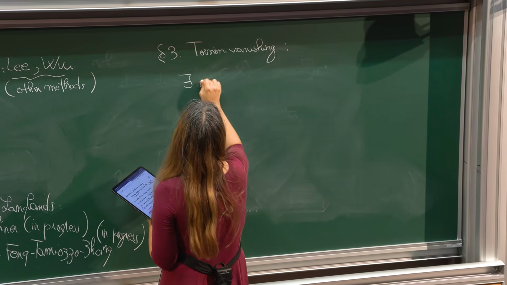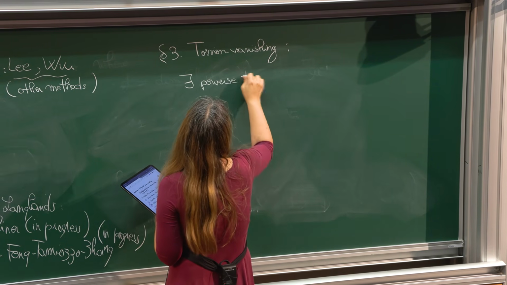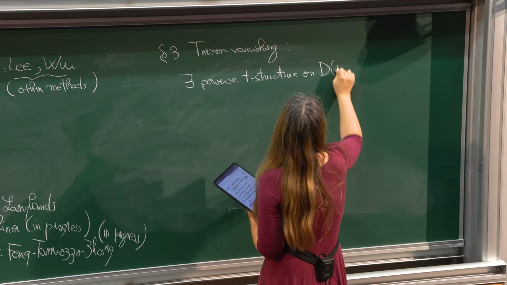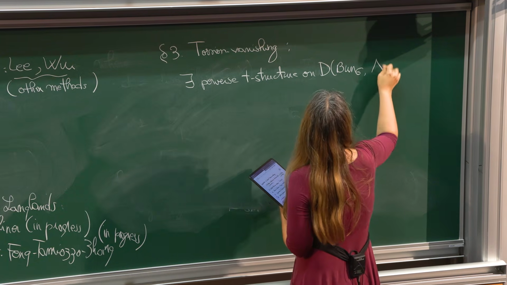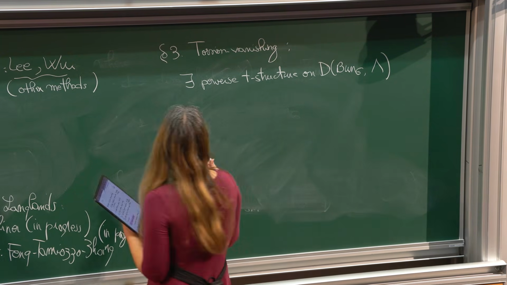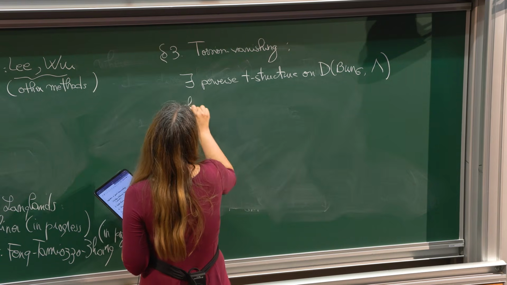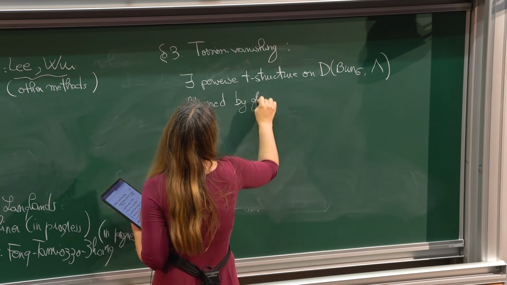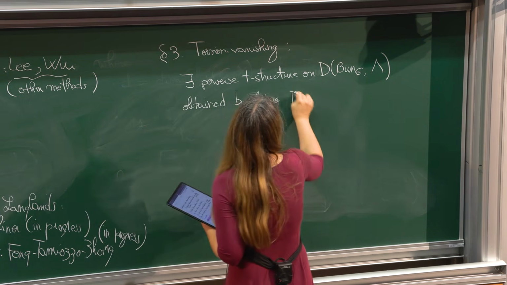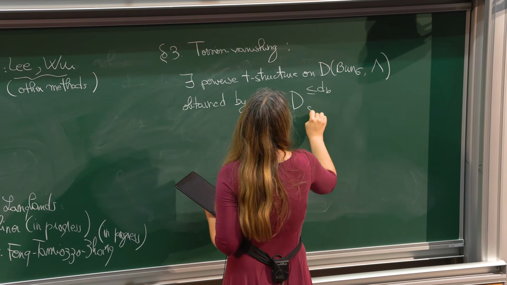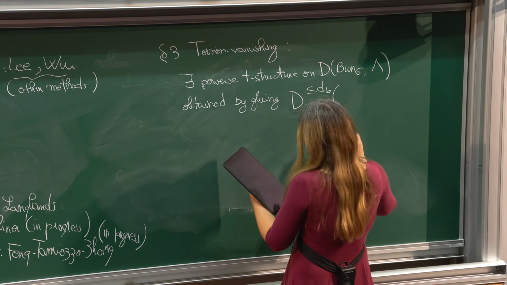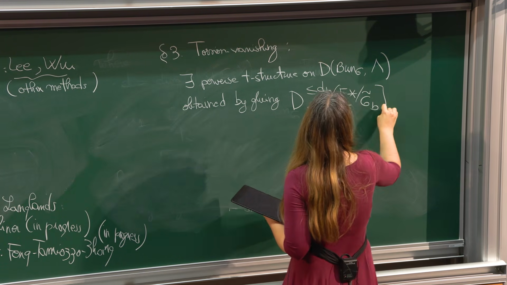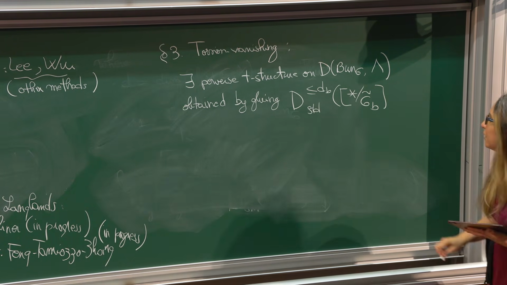But let me say that there is a perverse T structure on D(Bun_G, Lambda) that is morally obtained by gluing the standard T structures on the individual Newton strata in Bun_G, right? So one stratum looks like the classifying stack for this G_b tilde.